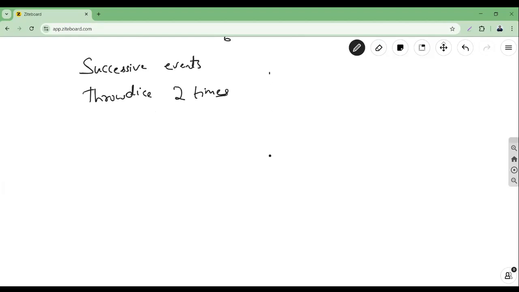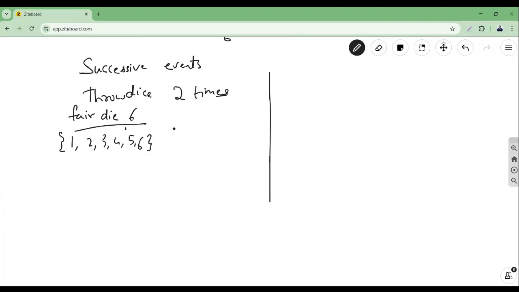Now, first, let me talk about throwing a dice two times. That means the same fair dice of six numbers, I'm going to throw two times. So the first time I could get a 1, 2, 3, 4, 5, 6, all the possibilities, and the second time also I could get 1, 2, 3, 4, 5, 6. But now, how do I find out what is the sample space when I throw a dice two times?